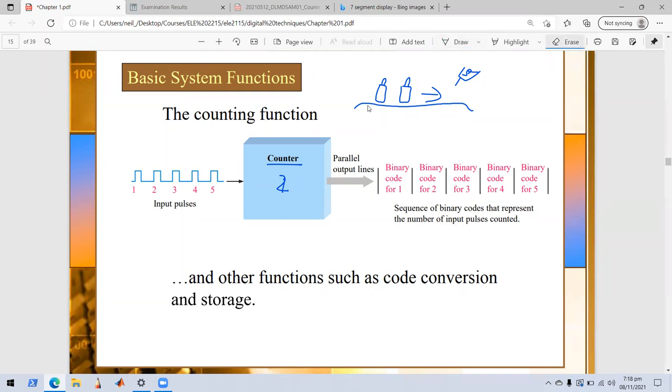So when five bottles pass or six bottles pass, the counter is just going to be sitting here keeping count, saying, okay, six bottles pass, seven bottles pass, right? And then it's going to output that in binary. It's going to output the binary number. But that's six, and this six, of course, we could wrap it up into some system and then output that number six onto some sort of display, right?